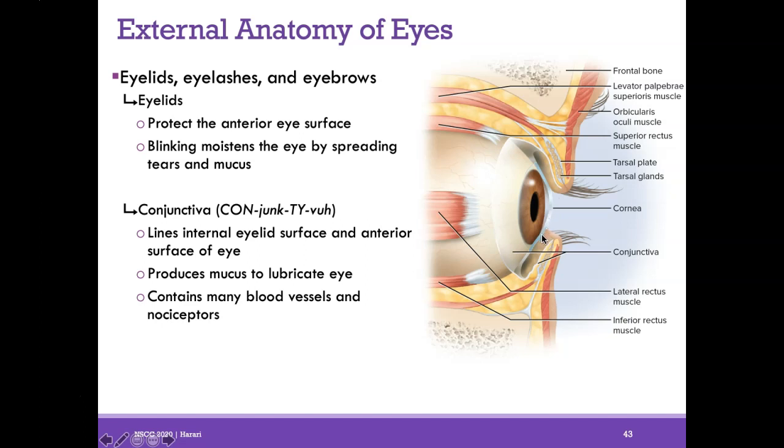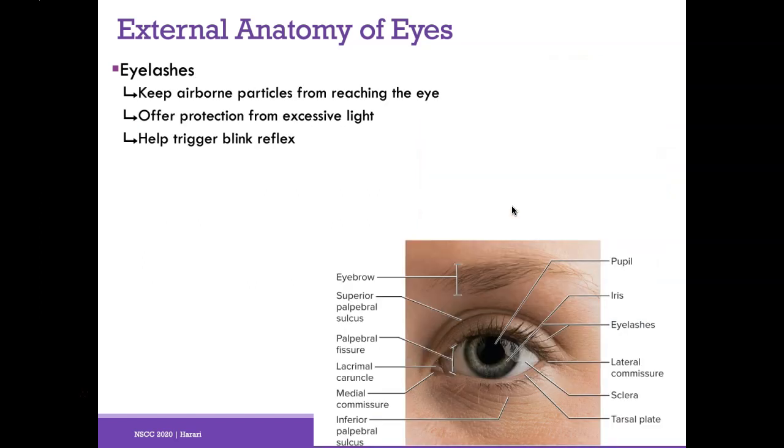blink. And the conjunctiva is this very thin membrane. It's transparent, and it lines the internal eyelid surface and the anterior surface of the eye, and this is what produces mucus. So this has goblet cells to produce mucus to lubricate the eye. And it also has many blood vessels and nociceptors. So the conjunctiva is very susceptible to pain. So this is why sticking a needle in your eye might be painful, not the best idea.